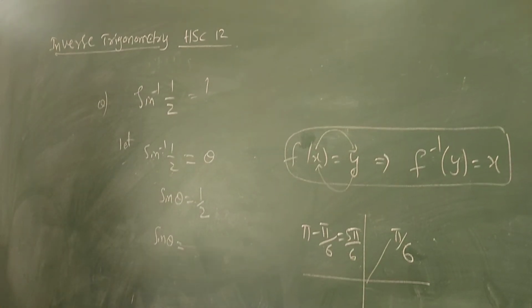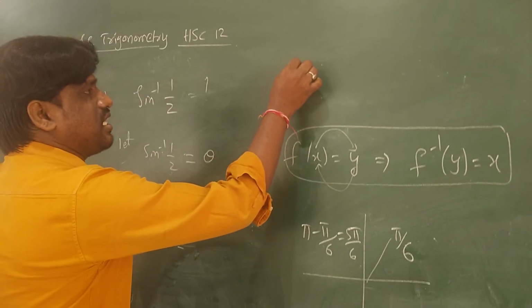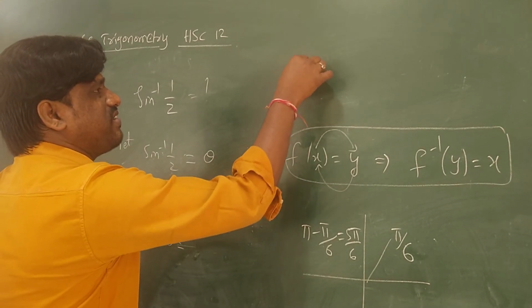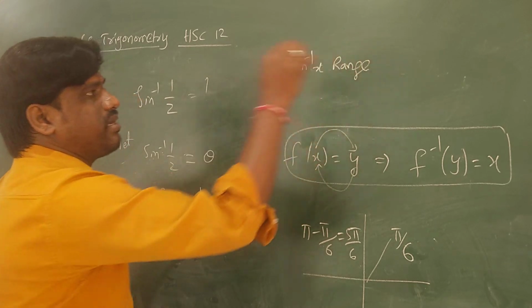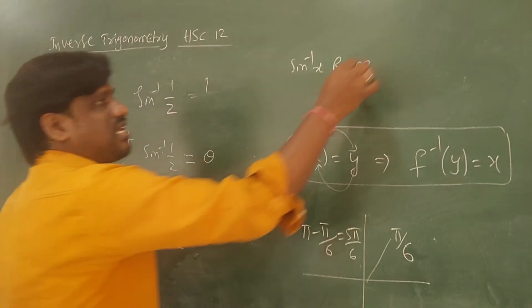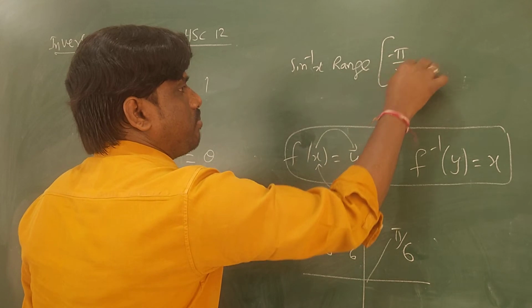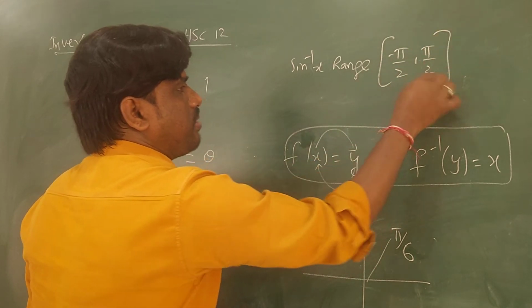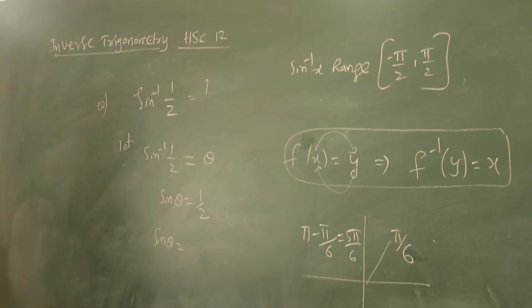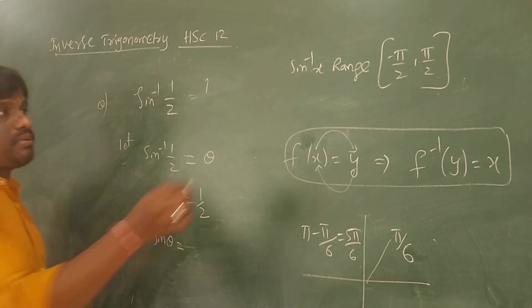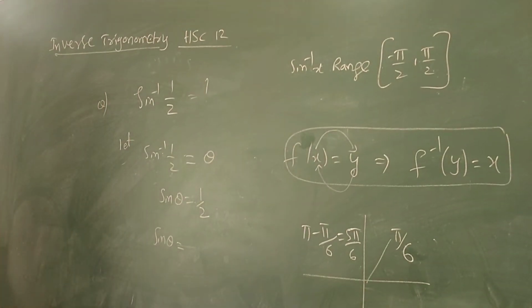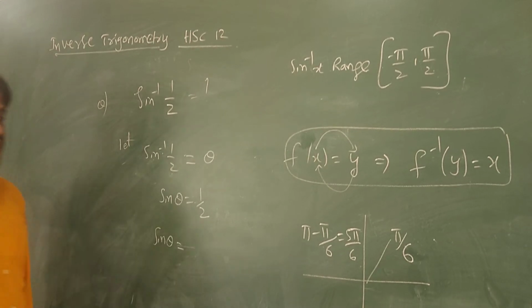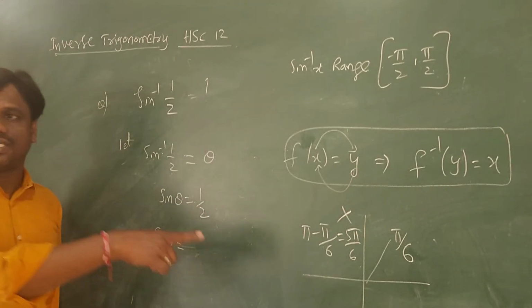But you know the range of sine inverse x. This is the most important thing you need to remember: the range of sine inverse x lies between minus pi by 2 to plus pi by 2. This is the principal region for sine inverse x. So the answer should lie between this only. It should not cross the sine inverse x range. So here I cannot take pi minus pi by 6. That is wrong.